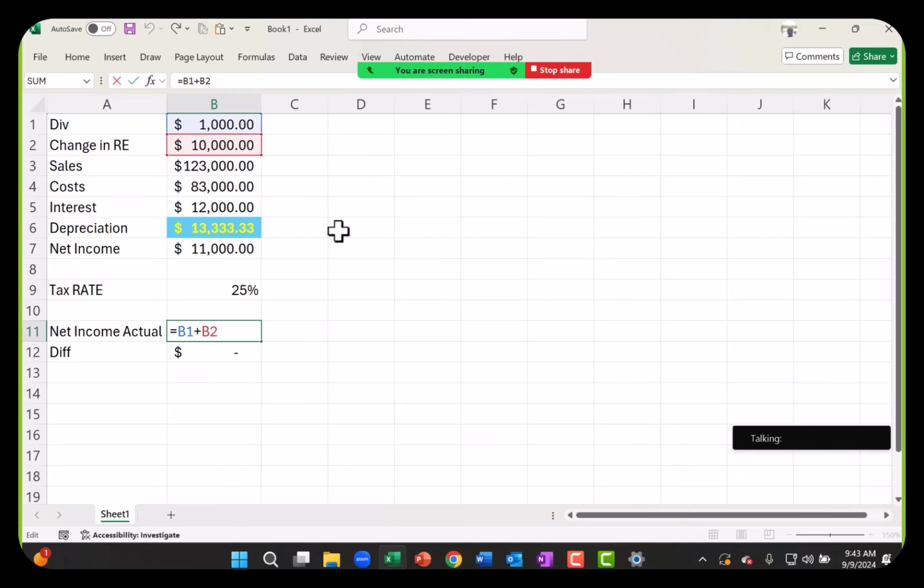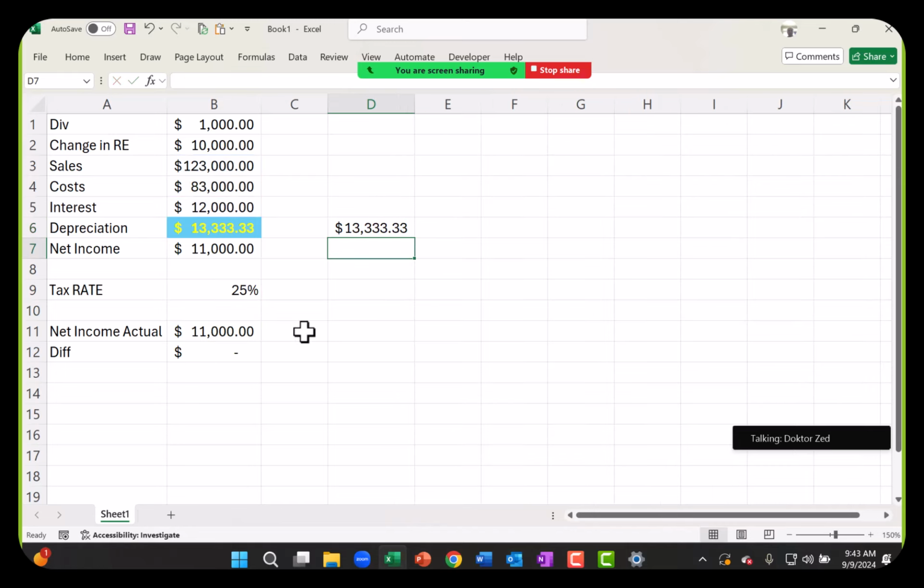If we did the formula, actually it's sales minus cost minus interest minus net income actual divided by 1 minus tax rate. What do you know? It's exactly the same number. Again, remember what I've been telling you from get-go. Mathematics is about getting to the answer, whether you do that algebraically or you set up an equation and allow Excel to solve it for you.